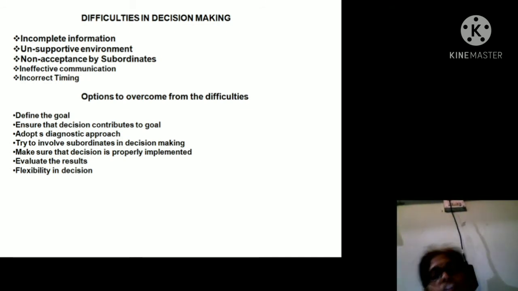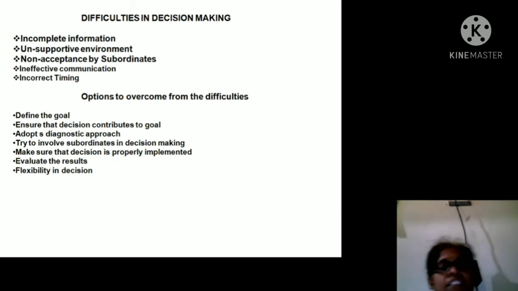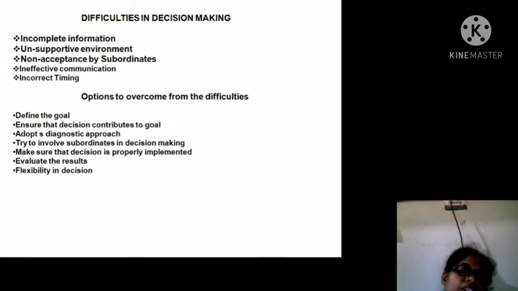Try to involve subordinates in decision making. Sometimes it is better to involve the subordinates, the employees, in the decision making, because finally, who are going to complete the work? Obviously the subordinates and the employees. So many times it is advantageous to involve them in the decision making process, because they are the real persons who are facing the problems in the organization. So try to involve the subordinates in decision making.